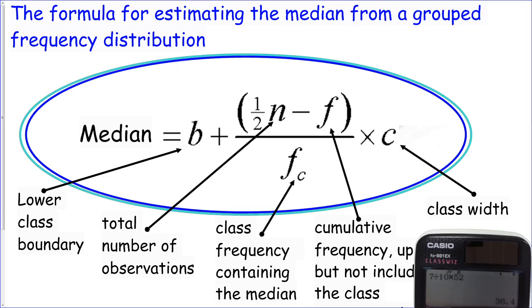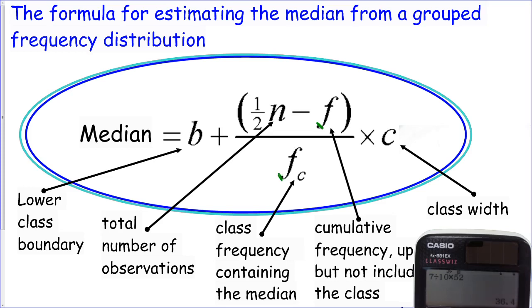So this has the lower class boundary. We did a little bit about boundaries before. This is not the lowest value, it's the dividing line between this class and the one before. We've got the number of observations, so a half n, because that's how we find where the median is. The next thing up here is frequency, and this is the cumulative frequency up to but not including the class that you're in. So this is basically all the things that have come before the class that you're in.